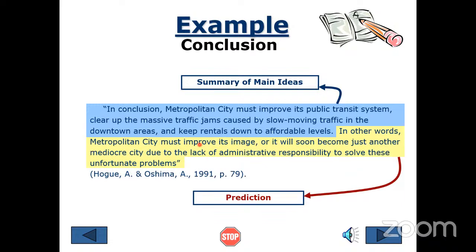Everything that I just read, underlined in blue, is not something new. I'm not using new information, extra information, new statistics or something like that. No, we are only summarizing my essay, paragraph number 1, number 2, number 3, okay?